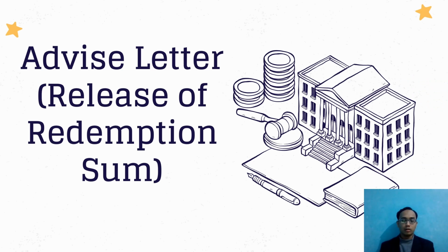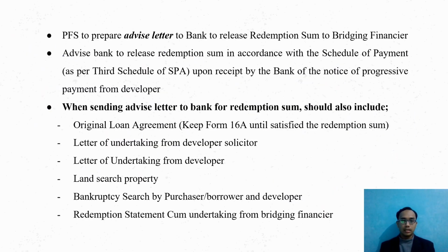So the lodgement of private caveat will be made together with the advice letter to release the redemption sum. So in this phase, the purchaser's financial solicitor will have to prepare an advice letter to the end financier, i.e. the purchaser's bank, to release the redemption sum to the bridging financier, so that the private caveat can be made to protect the bank's interest upon the property's charge being discharged.